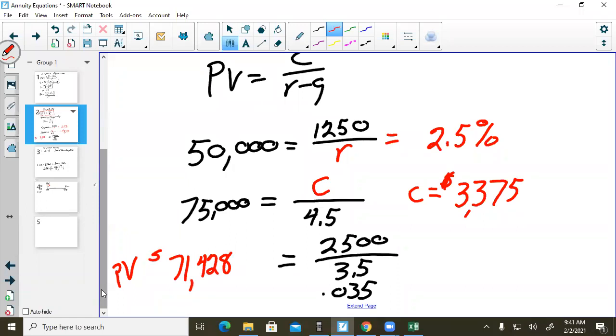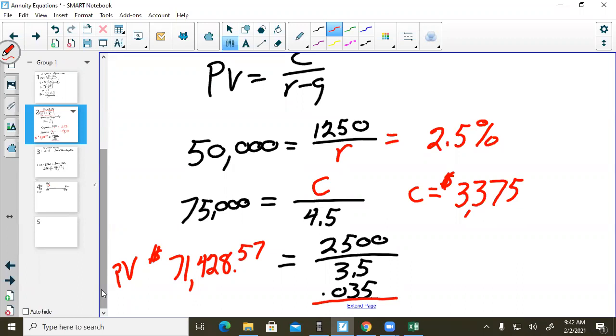$71,428.50, did you say, James? 57 cents. 57? Okay. There you go. Now, the key thing, folks, make sure you move the decimal place, okay? If you don't move the decimals, you get something like, what is that, $714 or something like that, okay? So make sure you move those decimals on the percentage.